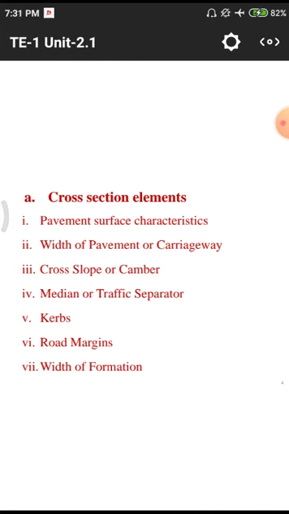Next one, kerbs. These kerbs are normally allotted at the end of the road to denote this is the end point of the road. After that we don't have to travel, because the surface characteristics change from a normal road to a mud road, so that the vehicle doesn't bear different kinds of pressures and there is a chance of accidents. So we need to provide particular kerbs at the end of the road, and road margins we need to maintain for different lanes of the vehicles.